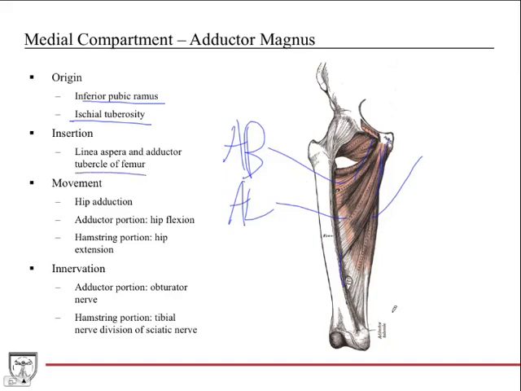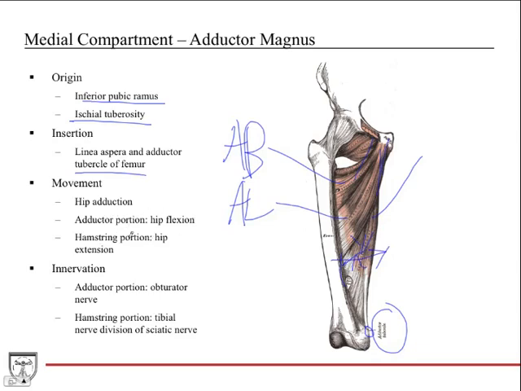So that, as you can see here, it's even labeled for you in the diagram. So it's that bony prominence on the medial aspect of the femoral condyle. So right here, that adductor tubercle, that's the other insertion point. And it's going to help with hip adduction. Obviously, it's a medial compartment. Muscles contract, pull towards the midline.